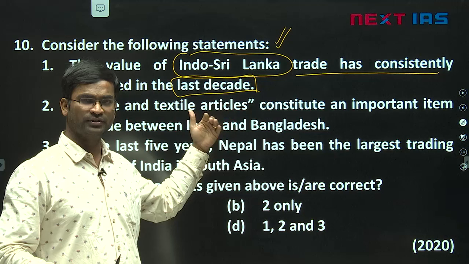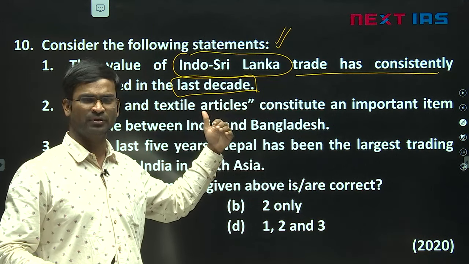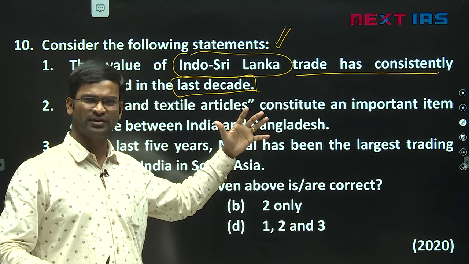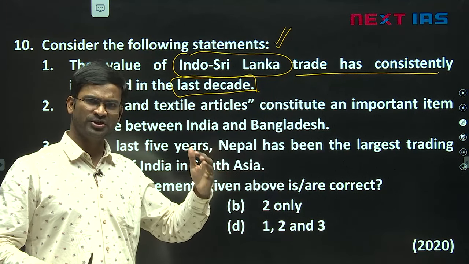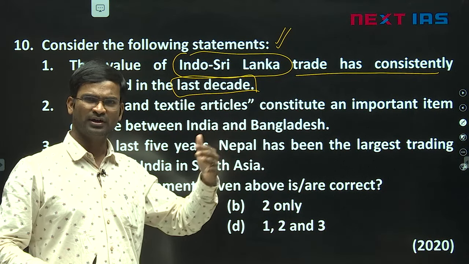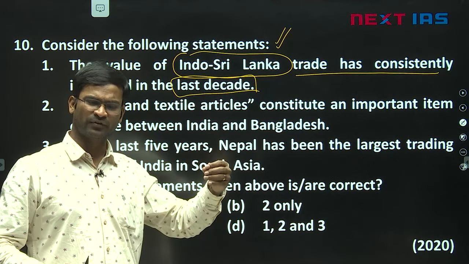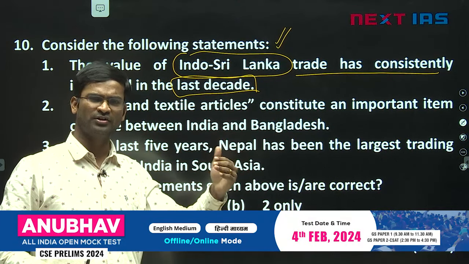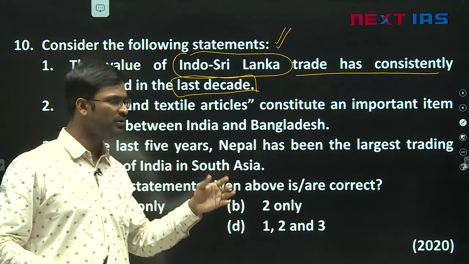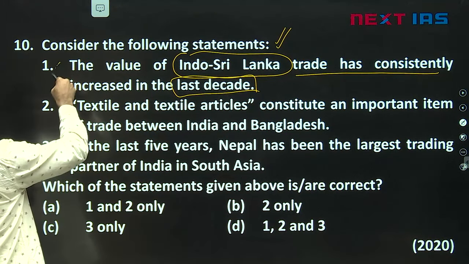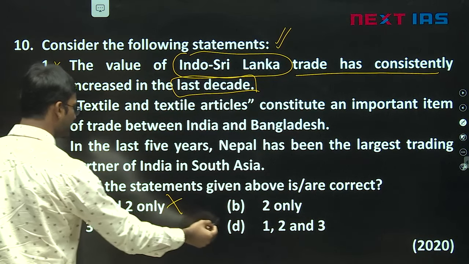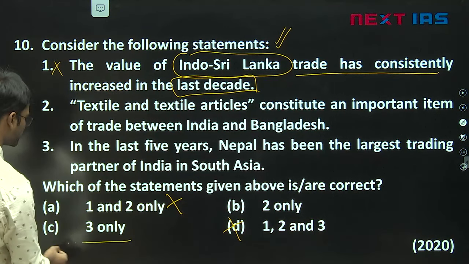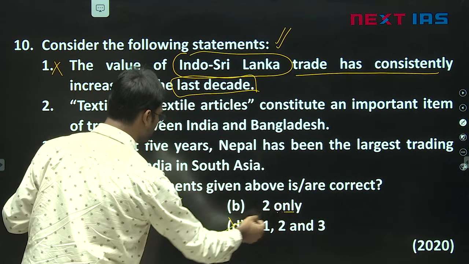The first statement is asking about consistently. Whenever they use the word consistently or continuously, generally these are extreme statements, like in the last 10 years GDP of India continuously increasing, or in the last 10 years forex reserves of India continuously increasing. Generally these types of statements are wrong in prelims. So the first statement is wrong. If you know one is wrong, eliminate A, eliminate D. Now you are left with either C or B.